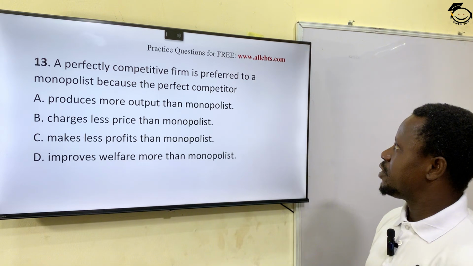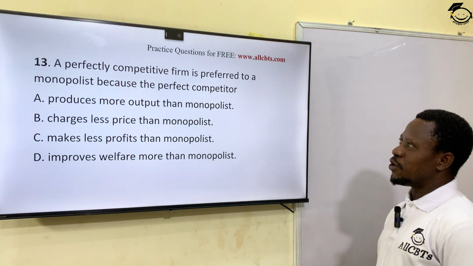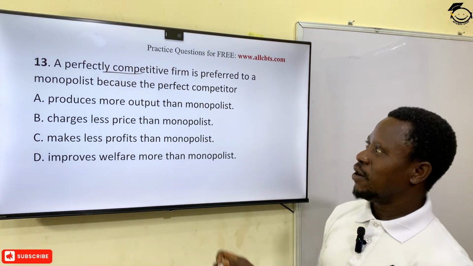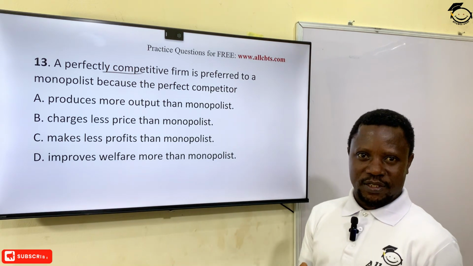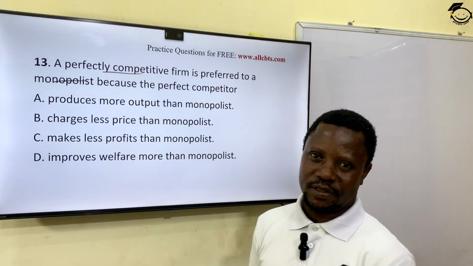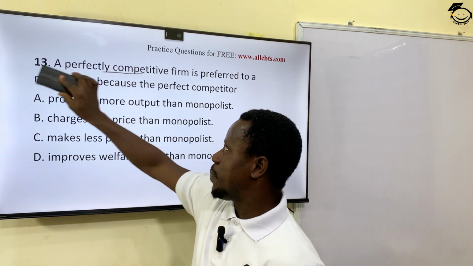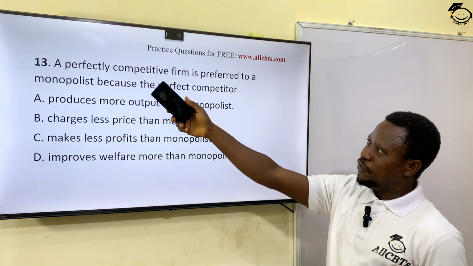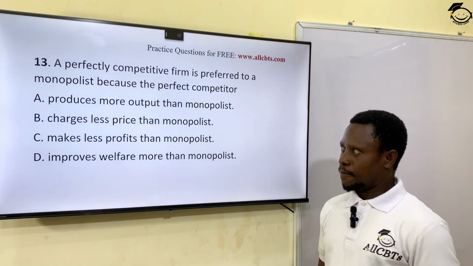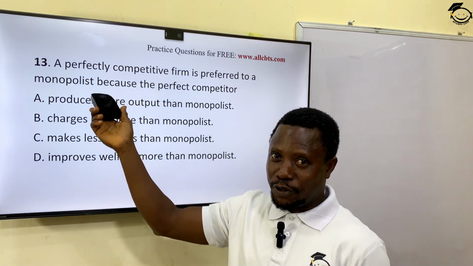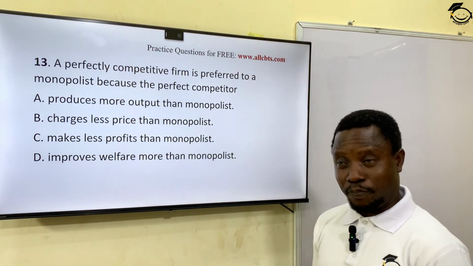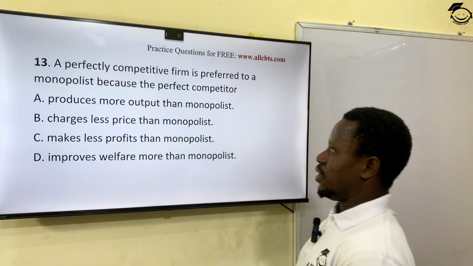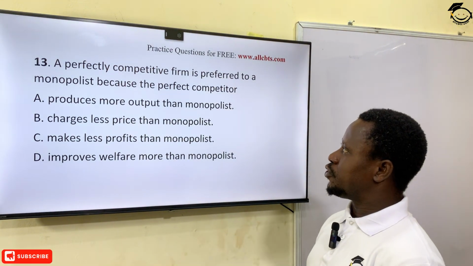A perfectly competitive firm is preferred to a monopoly because in a perfectly competitive market, we have more than enough suppliers competing in the market. A monopoly is just one sole seller or supplier of that product. Why do people prefer perfect competitors to a monopoly? You know the implication of only one supplier of a product. You know what it's going to do with that product, particularly with price. It's going to maximize its price and also get abnormal profits.